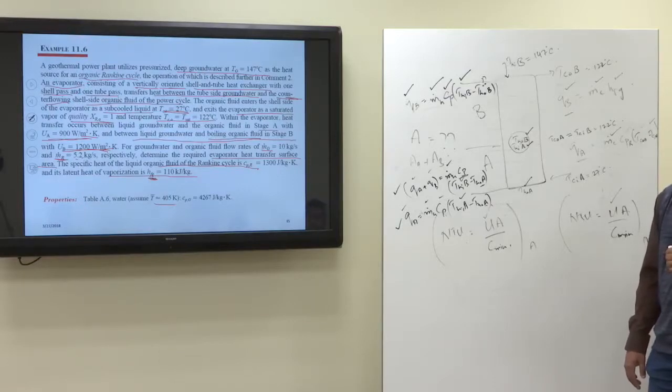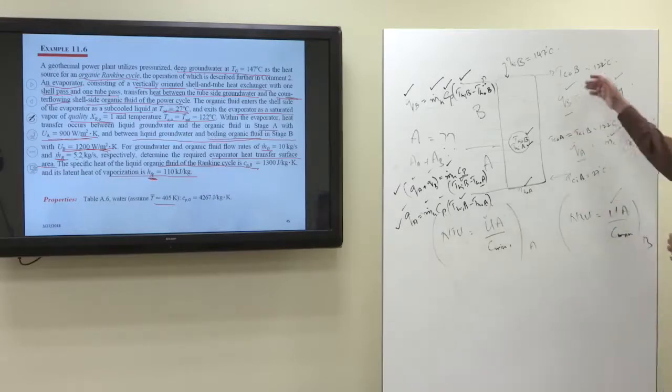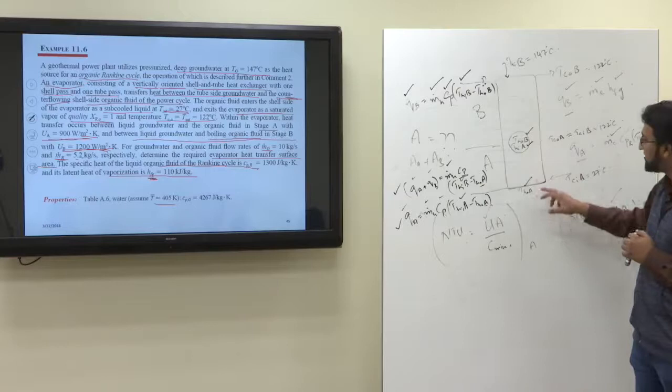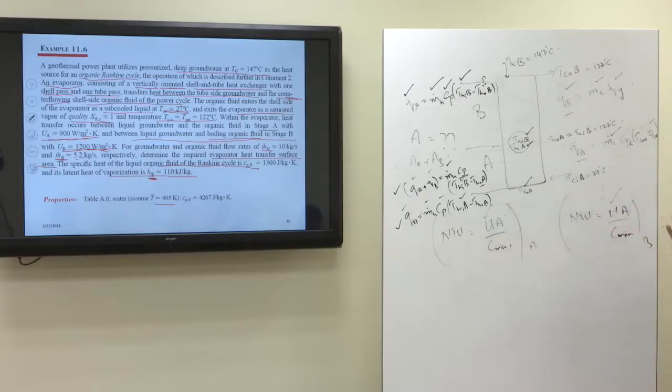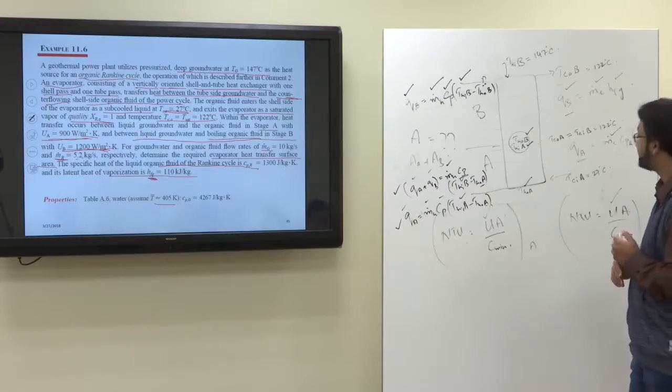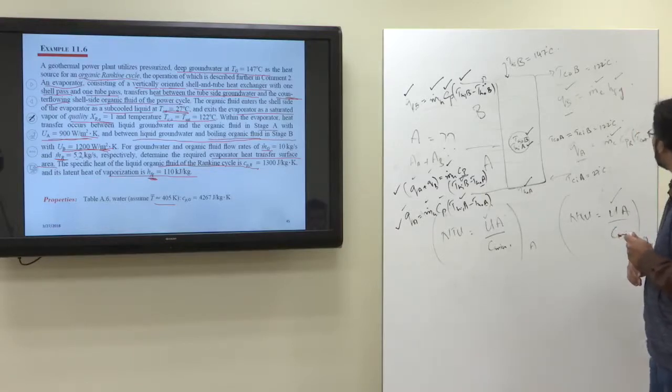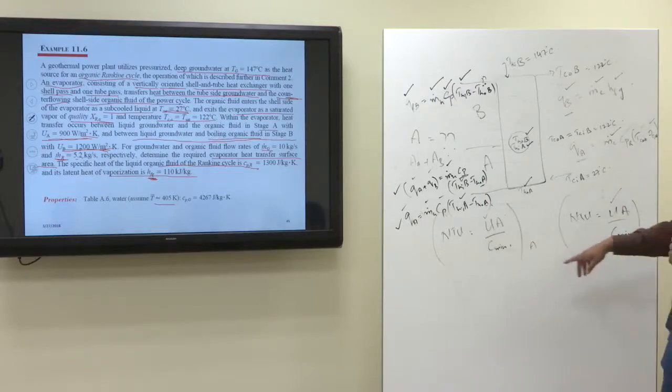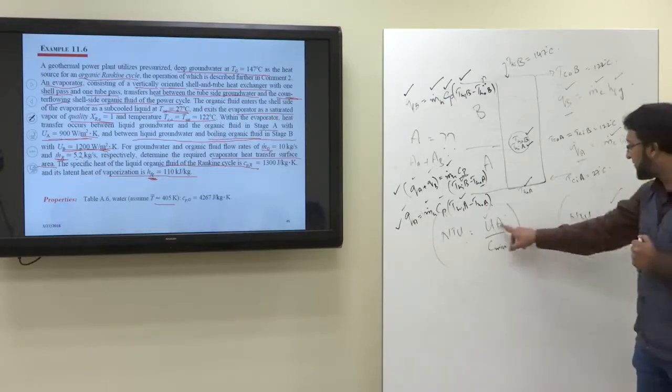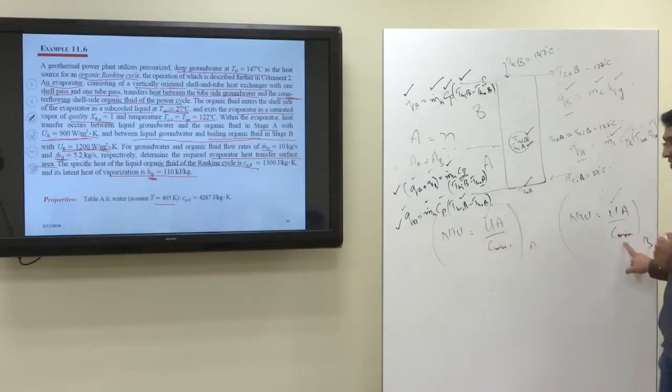Is it clear so far? Is there anything that is not clear? This is a difficult problem, but I'm moving slowly so that you understand. Okay. So we found all the Q's and now we found all the temperatures. So all the temperatures here are now known. Since we know all the temperatures, now what was required? We need to find out, we know what is U, if we can find NTU and C minimum. If we find NTU and C minimum, we can find out what is area.